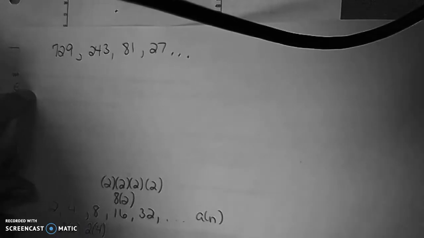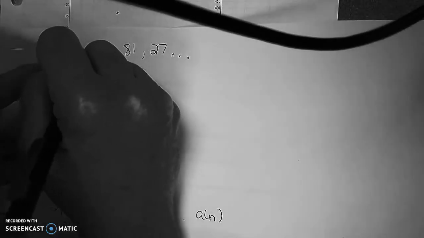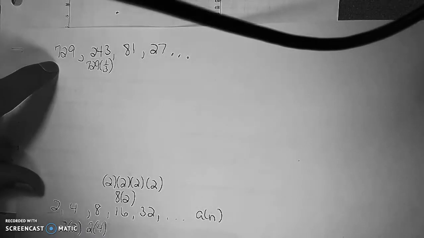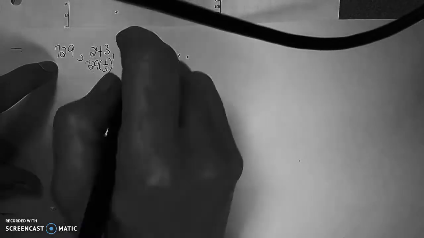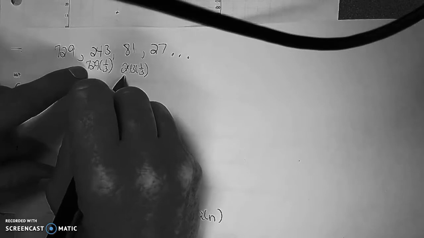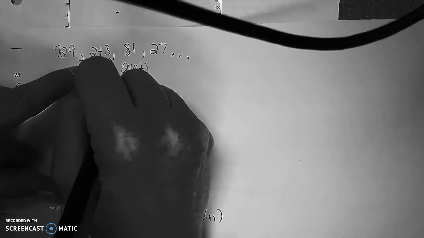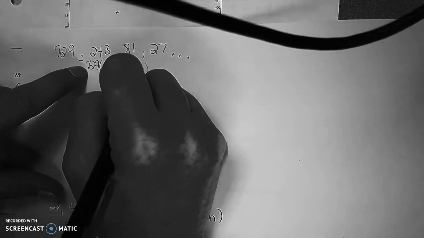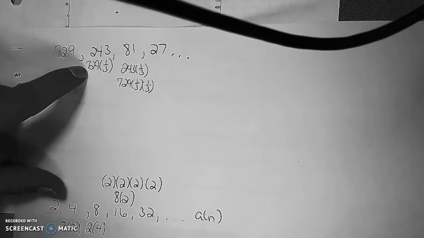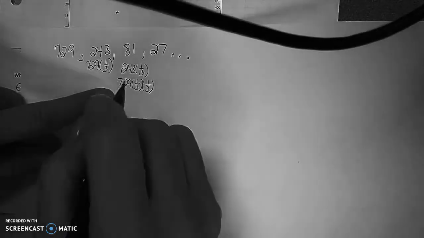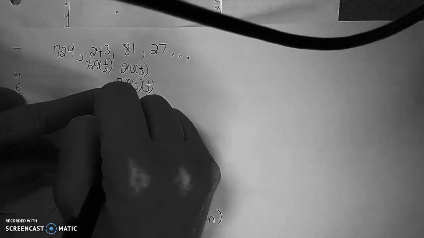Let's get back up here to problem number 1. How did we get 243? Well, we took 729 and multiplied it by 1/3. How do we get 81? We took 243 and multiplied it by 1/3. Well, what was 243? 729 times 1/3. By the way, how can I write 1/3 times 1/3?